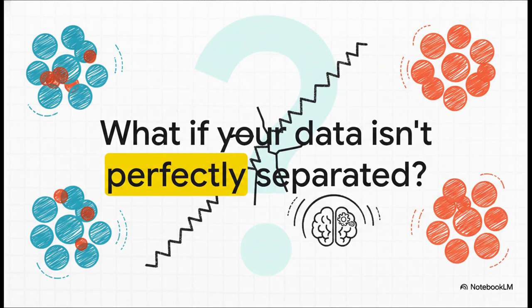And really, this is the million-dollar question, isn't it? What happens when your data points aren't just neatly sorted into two perfect little groups? What if there are a few troublemakers that just refuse to play by the rules? Does your entire model just fall apart? Or is there a smarter, more flexible way to handle the chaos?